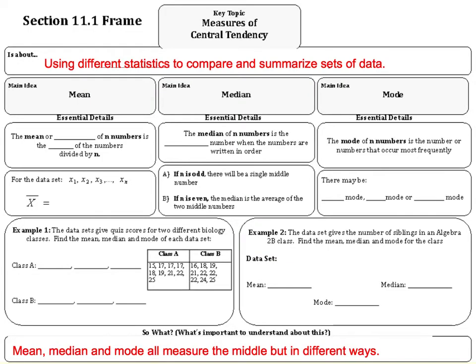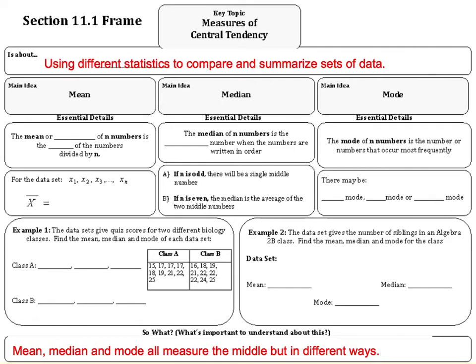What I want to start with is the frame. And again, when we talk about central tendency, this is the big idea. We're talking about things like the average or the most often or the mode, things that occur in the middle of our data set. And so what we want to talk about are statistics to compare and summarize. And we're going to talk in general about 5 things.